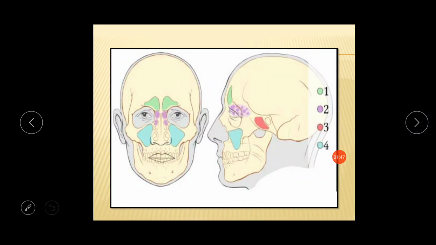Sinuses are usually divided into two groups: anterior sinuses and posterior sinuses. Anterior sinuses are frontal sinus, maxillary sinus, and anterior ethmoidal sinuses. Ethmoidal sinuses are divided into two parts: anterior ethmoids and posterior ethmoids. Posterior group of sinuses contains sphenoid sinus and posterior part of ethmoid sinuses.